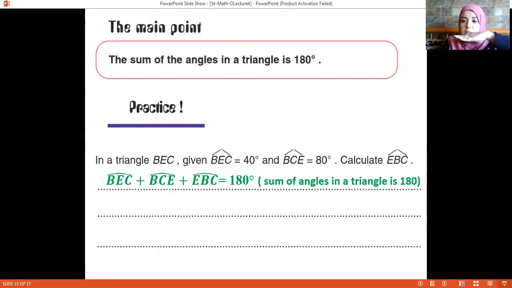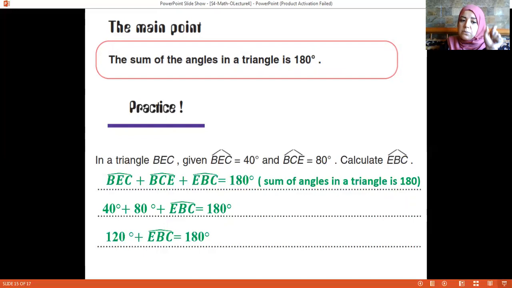So the first step, pay attention to the writing. You have to write in this way, okay? So the first step is something I know. What I know is that the three angles, their sum is 180. The second step is what's given. It's given that angle BEC is 40 and angle BCE is 80, but I still need to find EBC. In the third step, I add 40 and 80, we get 120. So 120 plus EBC equals 180. What's EBC? What's the measure that we added to 120 to get 180? It's 60. So we calculated the missing angle.